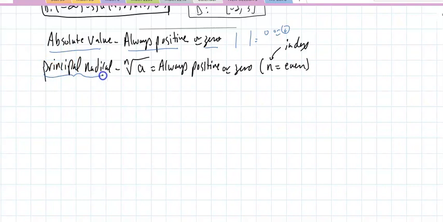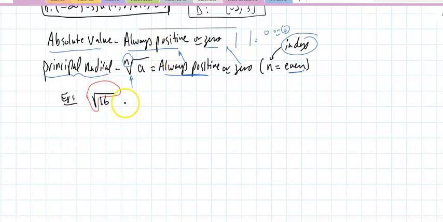The principal radical, if you have an index that is even on a radical, square root, fourth root, sixth root, the outcome is always positive or 0. This seems to give students a heck of a time. Let me elaborate really quick. If we are looking at the square root of 16, a radical is asking, what do you multiply by itself to get 16? The answer is positive 4. 4 times 4 is 16. Or negative 4. Negative 4 times negative 4 is positive 16.